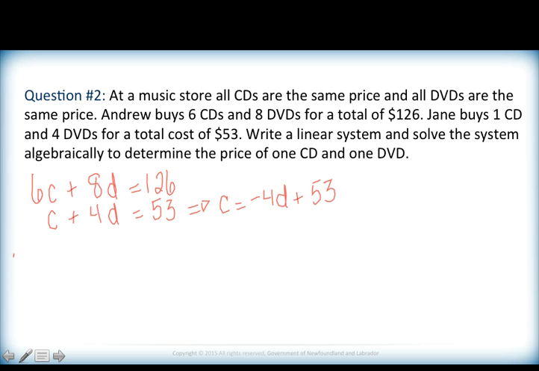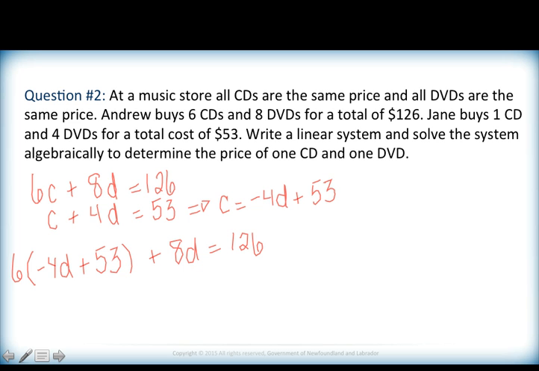I'm going to take my top equation and substitute in my C equals equation into my first equation. This is the substitution method. Make sure you're very careful here and don't forget to add on your 8D. That is a very common mistake that you could make if you're not careful. And that's going to be equal to 126.